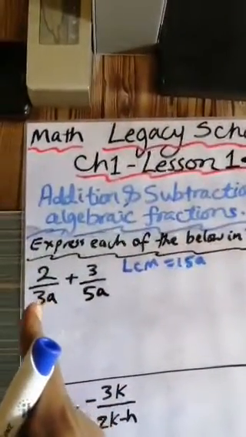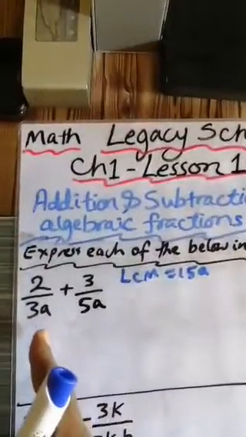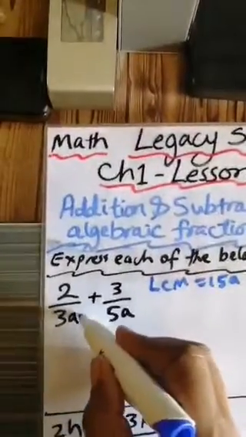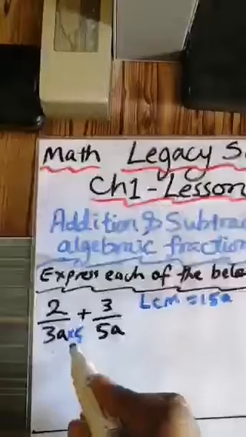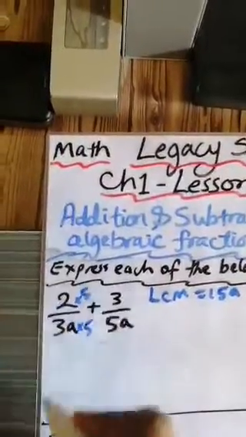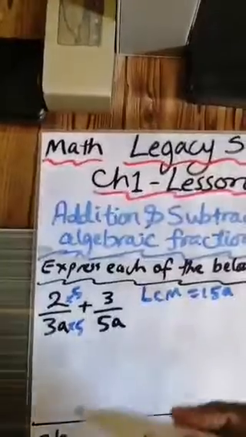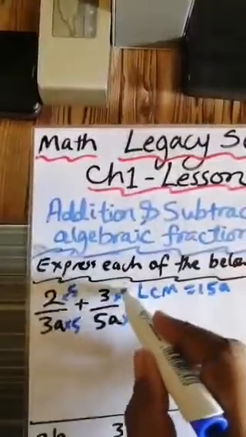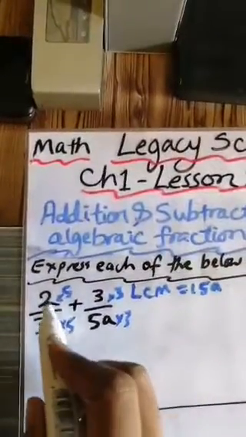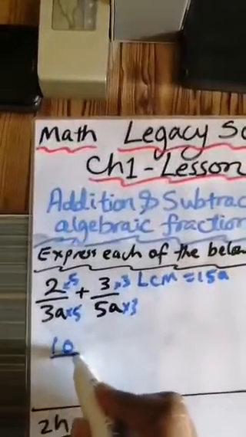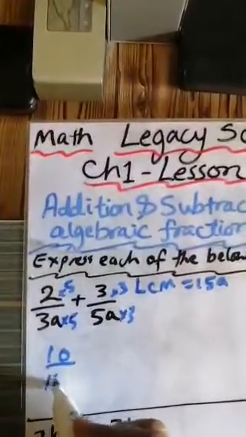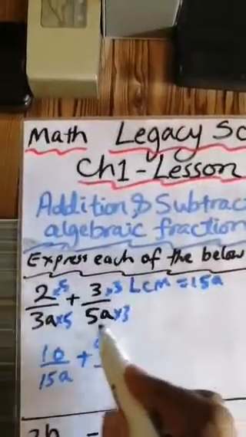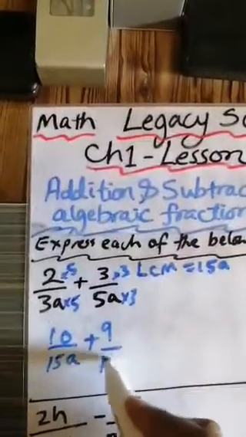Okay, what do I need to do in order to make 3a as 15a and 5a as 15a? I need to multiply here by 5, and also here by 5, because 5 divided by 5 equals 1, and here I need to multiply by 3, and here I need to multiply by 3. Okay, so 2 multiplied by 5 is 10, 3a multiplied by 5 is 15a, plus 3 multiplied by 3 is 9, 5a multiplied by 3 is 15a.